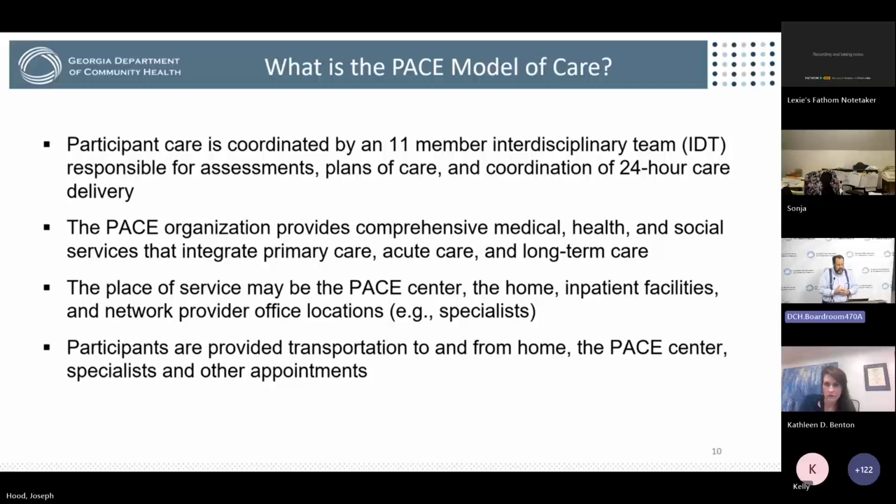The place of service may be done at the PACE Center, maybe a clinic at the PACE Center, or they may come in for therapies at the PACE Center, but those services can be delivered at home and in the community as well. Maybe personal support services need to be delivered to the individual's home or some other service to keep them healthy and safe in the community. Participants are provided transportation to and from the home, the PACE Center, and any other services that they may need. So if the member needs to go to a doctor or they need to go get a test done, then that PACE Center is also responsible for coordinating transportation for that member.